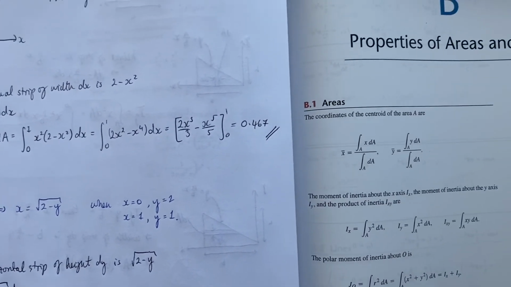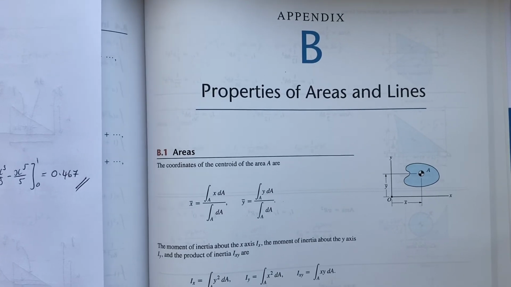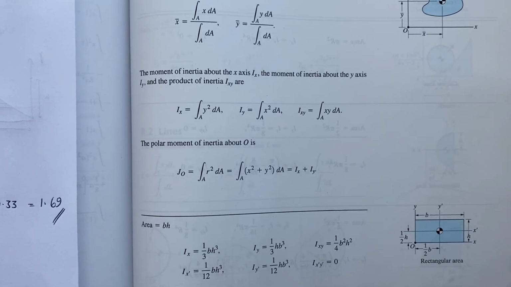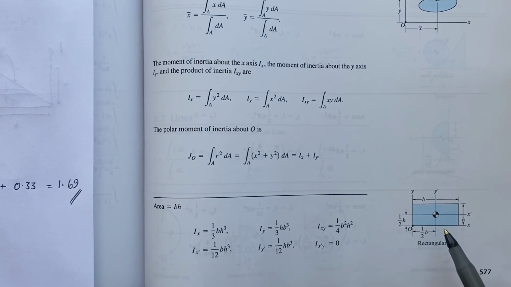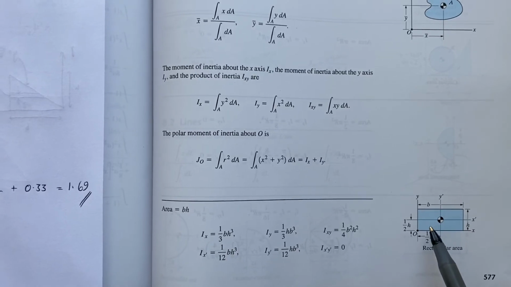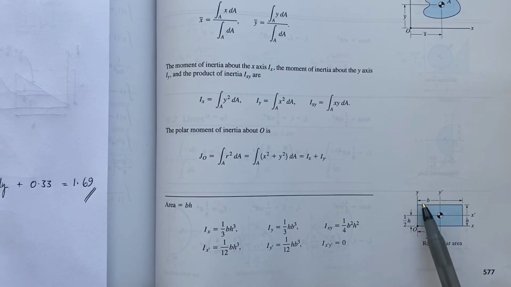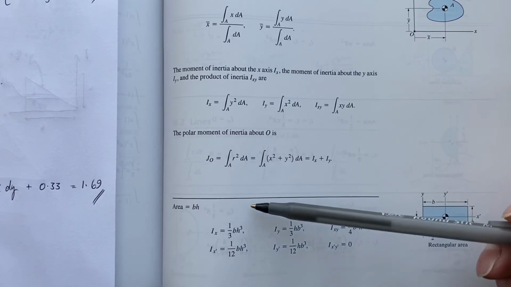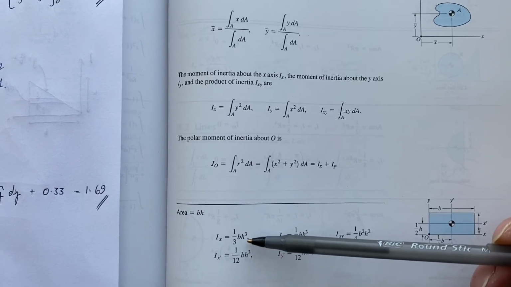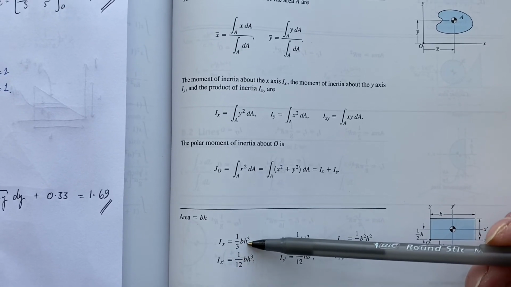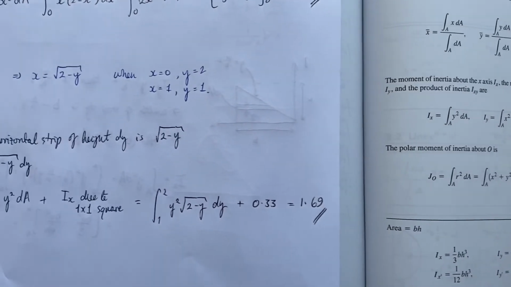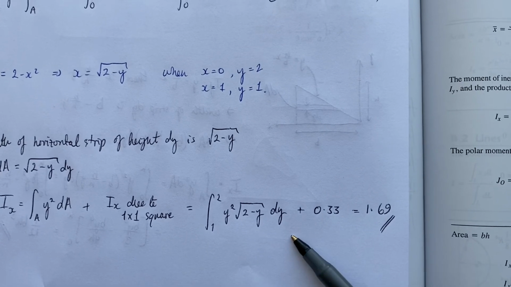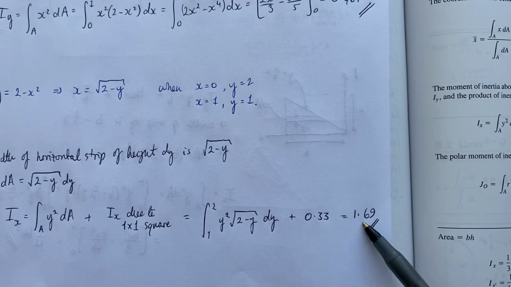So if I go into my appendices, Appendix B, properties of areas and lines, I look for a rectangle or a square. So here we go. If we have a 1 by 1 square, B will equal 1 and H will also equal 1, so we find the moment of inertia about the x-axis as a third times 1 times 1 cubed, which is just a third. So I'll come back over here, I've got this extra third to add on to this integral here, and I get 1.69 as the total answer.